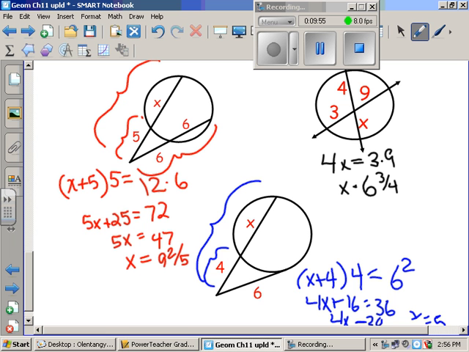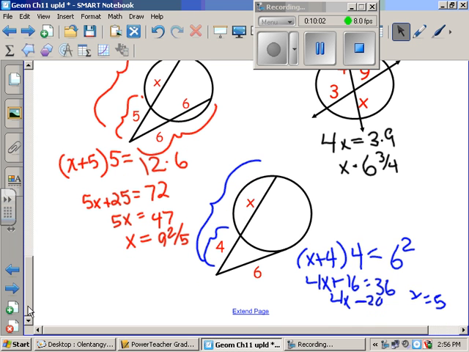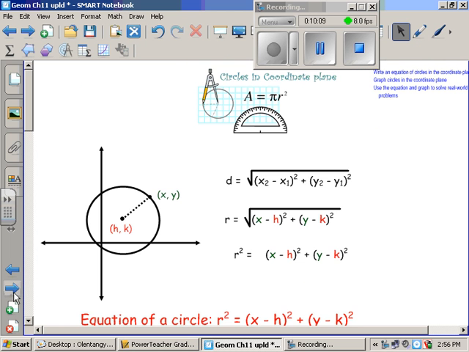All right. So again, the pictures look the same, but we're finding different things. We're not finding angles anymore. We're finding pieces of the sides. All right?